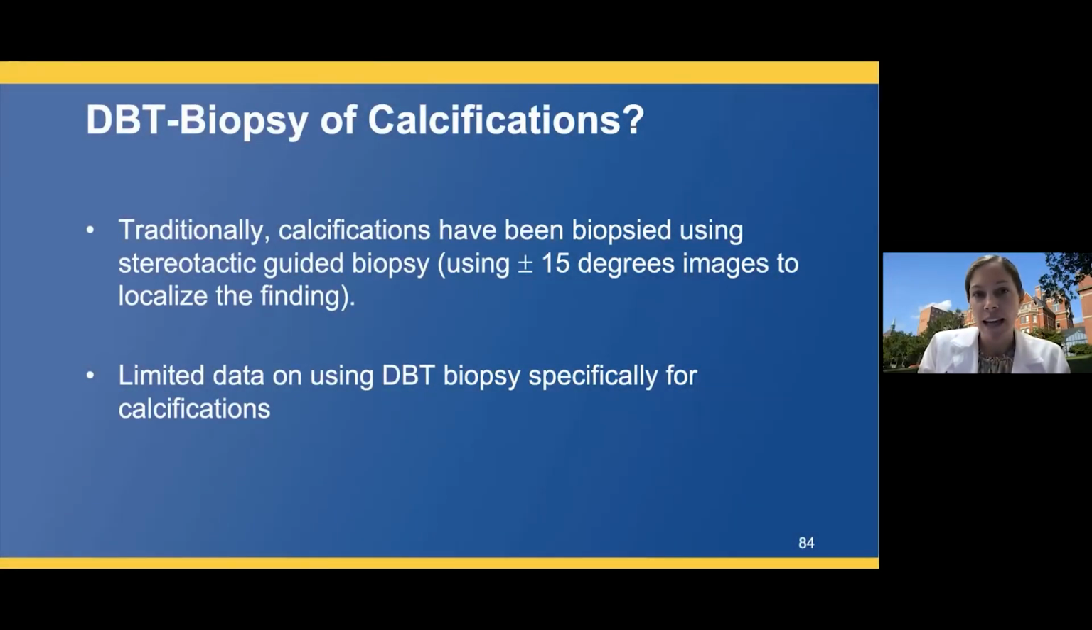What about tomosynthesis guided biopsy of calcification? So, we talked about stereotactic guidance before, using that plus and minus 15-degree images to localize the finding. Although I've only talked about biopsying distortions and asymmetries, really that's been primarily used to biopsy calcifications. But once we started using 3D biopsy for these other findings, we also started using it for calcifications. And anecdotally, I think people in our group really enjoyed using it. They felt like it was quicker. We took fewer images. There had been some studies on the use of it, but there hadn't been very many.